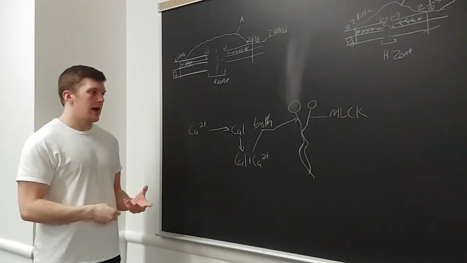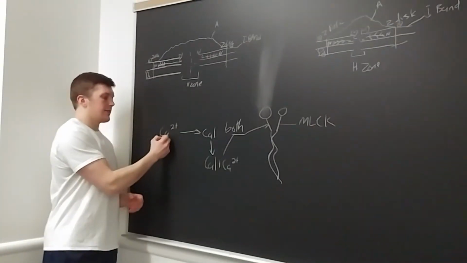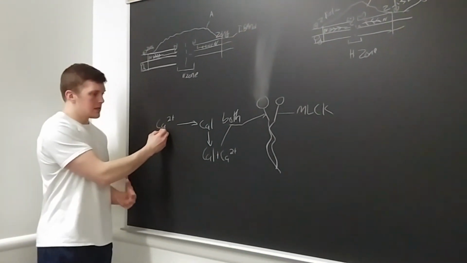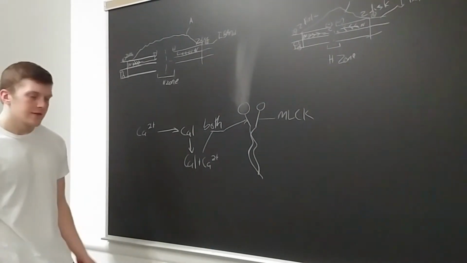And you might ask what happens in non-muscle cell contraction. So you have the calcium that came from the sarcoplasmic reticulum, and the calcium binds to the calmodulin, which causes a conformation change.